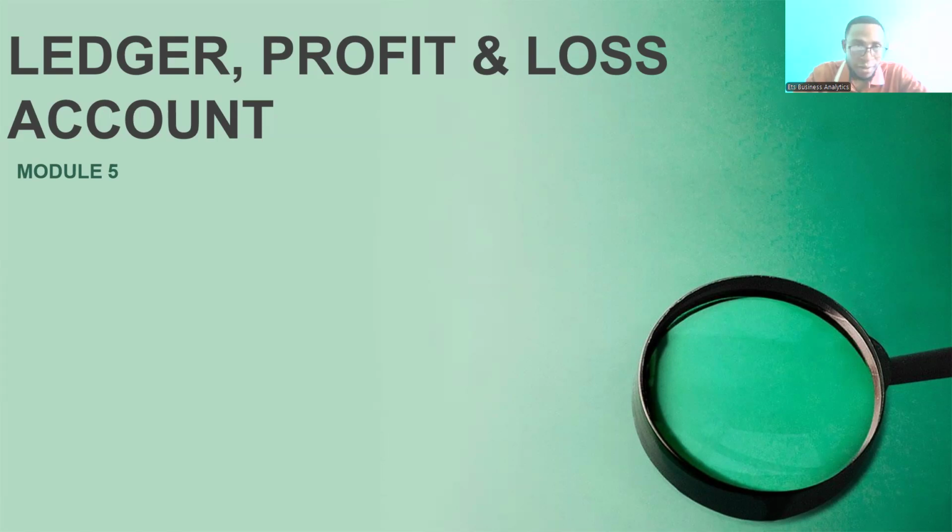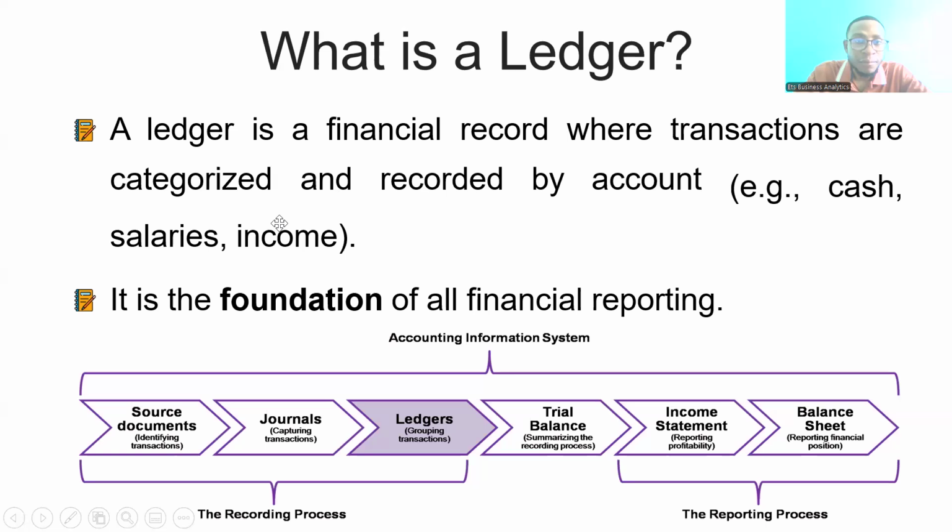That can be the work of your data clerk or your salesperson, or your accountant if you're in a big company, right? So what is a ledger? A ledger is a financial record where transactions are categorized and recorded by account, for example cash, salaries, income. Like we said earlier in the first part of this lesson, if you've not watched it, you can go and watch it, where we saw how you can categorize your various income sources and your various expense sources. It's very important. It is the foundation of all financial reporting.